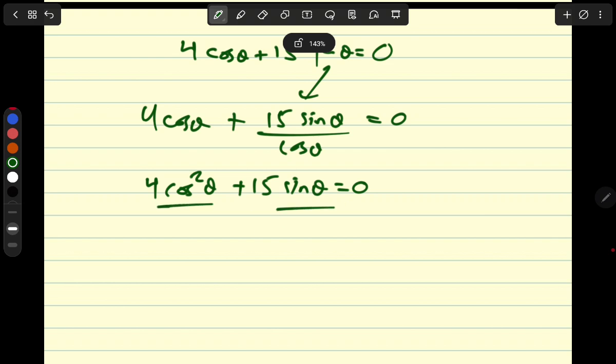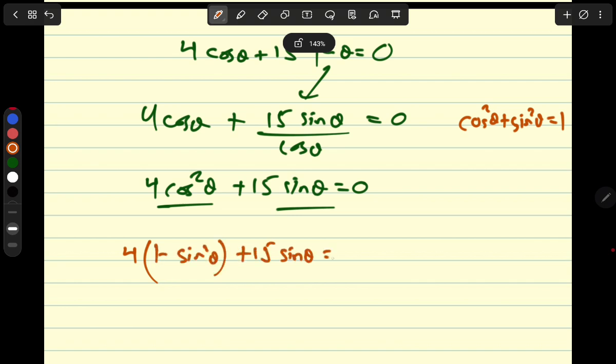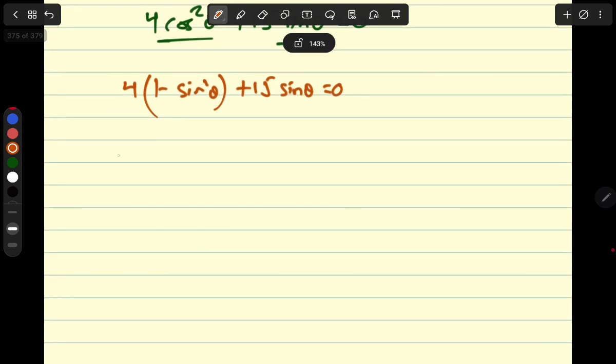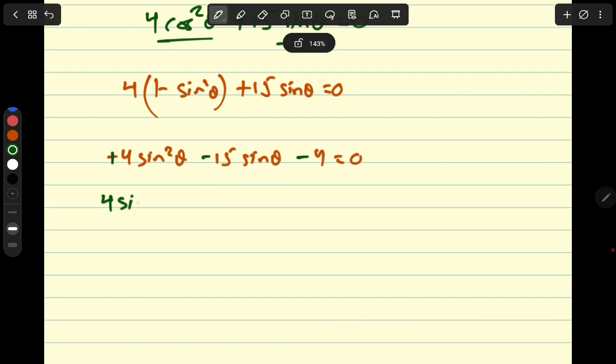Now there is a cos square, there is a sine, and we know that cos square is the same as 1 minus sine square because of the Pythagorean identity, which is cos square theta plus sine square theta equals 1. Therefore cos square theta is equal to 1 minus sine square theta, right? Plus 15 sine theta equals 0. So now this becomes negative 4 sine square theta plus 15 sine theta plus 4 is equal to 0. So now I can take everything to the right hand side, so the signs are going to change. So now this becomes, 4 times 4 is 16, so this is 4 sine square theta minus 16 sine theta plus sine theta minus 4 is equal to 0.